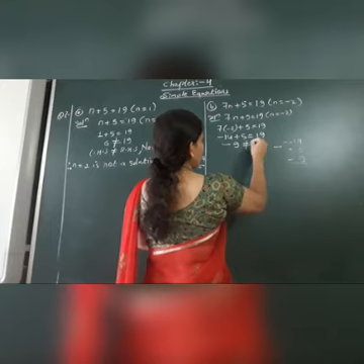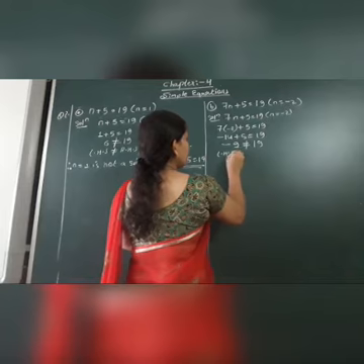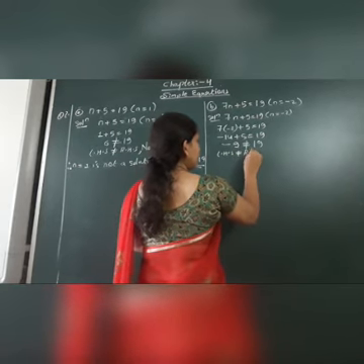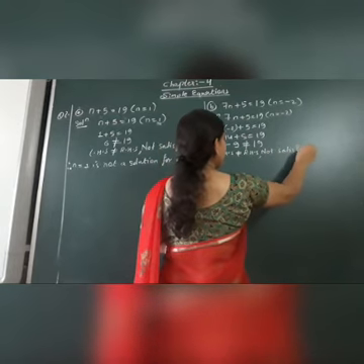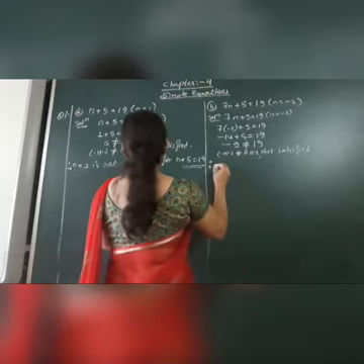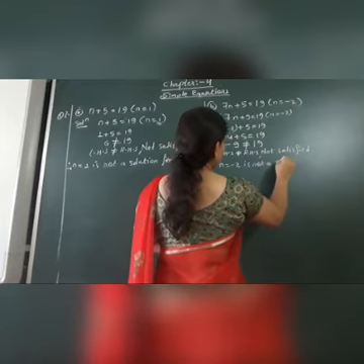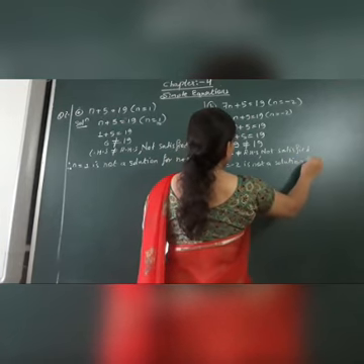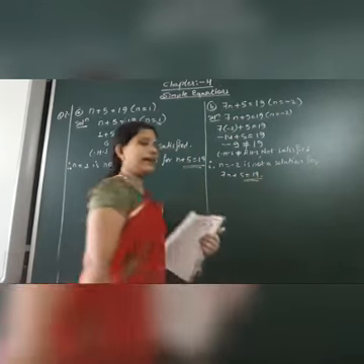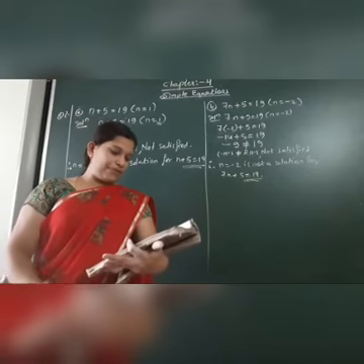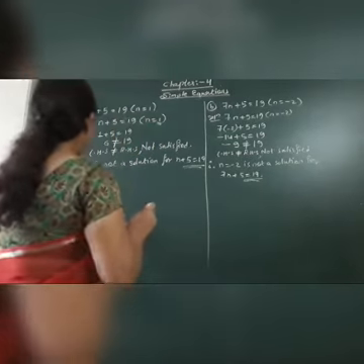Minus 9 is not equal to 19. So since LHS is not equal to RHS, isn't it? As it is not satisfied, we can say that n is equal to minus 2 is not a solution for 7n plus 5 is equal to 19. Clear up to here? Now after that, try to do the rest of the part on your own. Okay. C part.